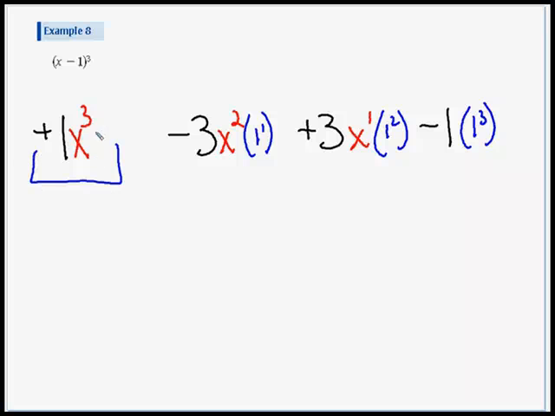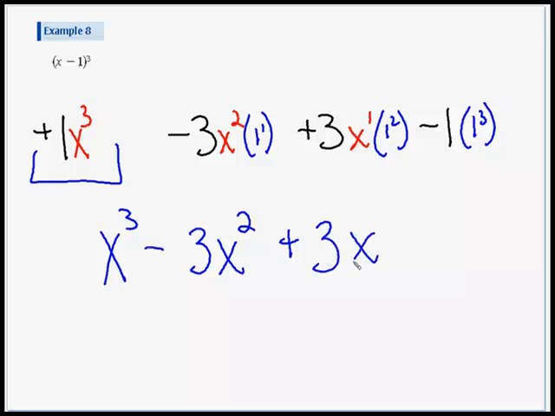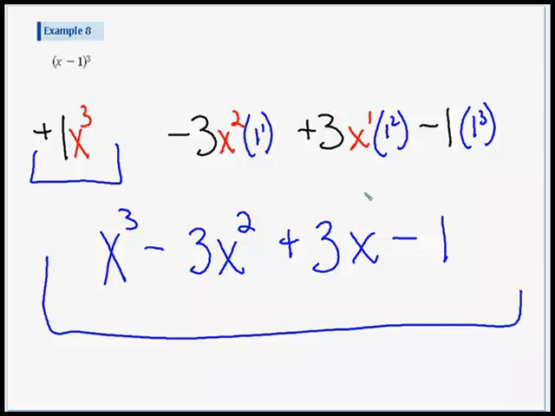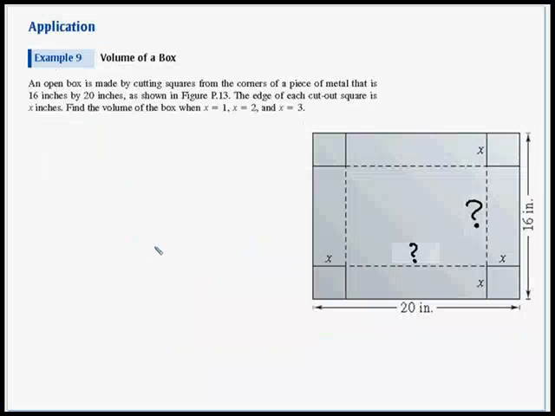So here we just have plus 1 x to the third or x to the third. Here we have 1 squared is 1 times our 3 doesn't change it at all. It's just minus 3x squared. And then we have 1 squared is 1 times x to the first is just x, and we have our 3, it's just plus 3x. And then minus 1 to the third is 1 times 1 is 1. And there's our expansion of x minus 1 to the third power. A lot of math is just recognizing patterns.